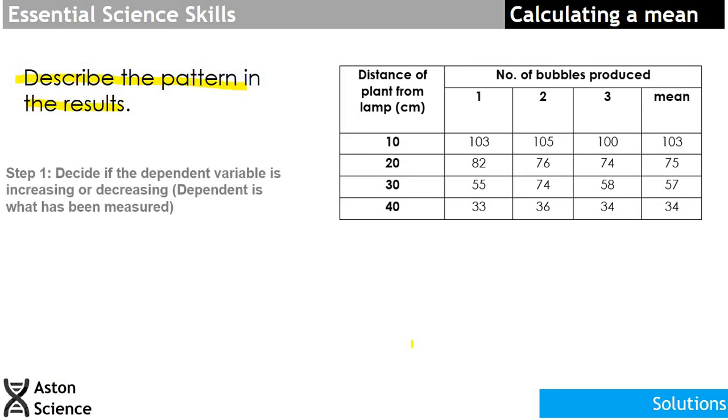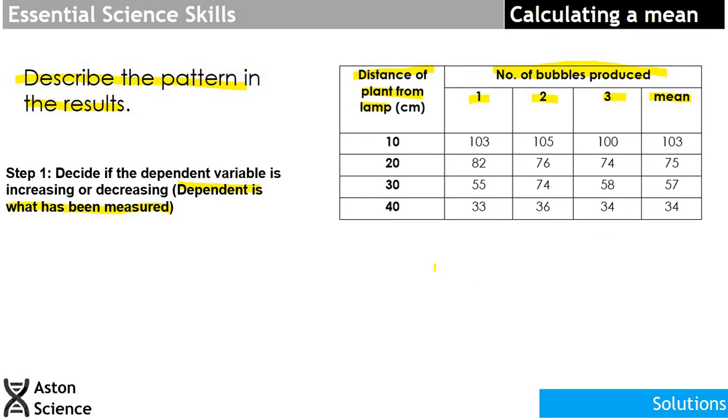So the first step, once again, is deciding if our dependent variable is increasing or decreasing. Once again, our dependent variable is what has been measured. So if we have a look, we've got distance of the plant from the lamp. We have the number of bubbles produced, and our number of bubbles produced has 1, 2, 3 values that have been measured and then a mean calculated from these.